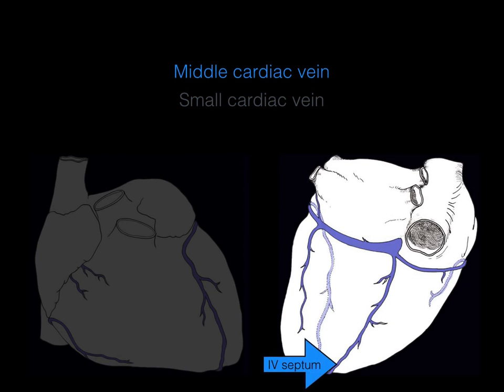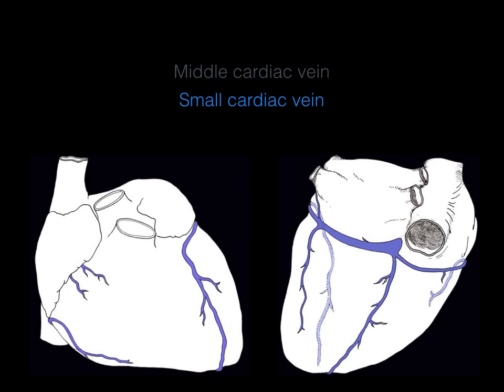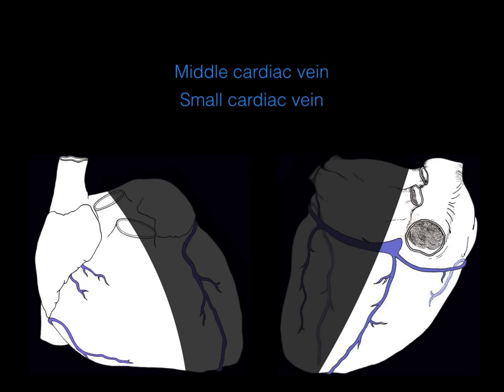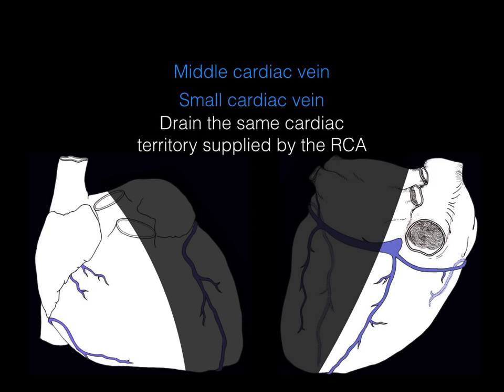Now, what about the middle and small cardiac veins? Well, that middle cardiac vein courses up the posterior surface of the interventricular septum and drains into the coronary sinus. Whereas the small cardiac vein arises from this tissue along the right margin of the heart and then along that coronary sulcus to dump into, yet again, that coronary sinus. Take-home message: the middle and small cardiac veins drain the same cardiac territory supplied by the right coronary artery.